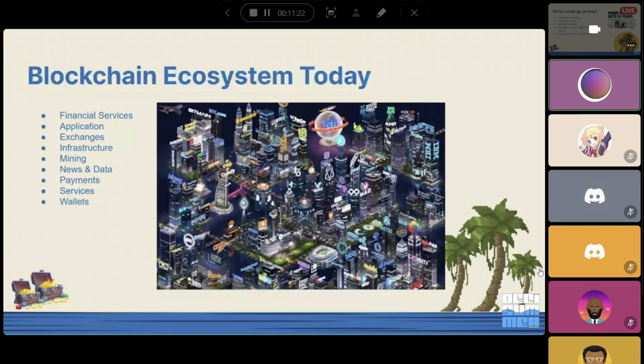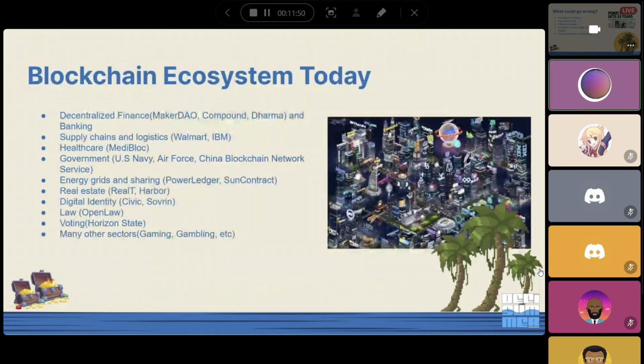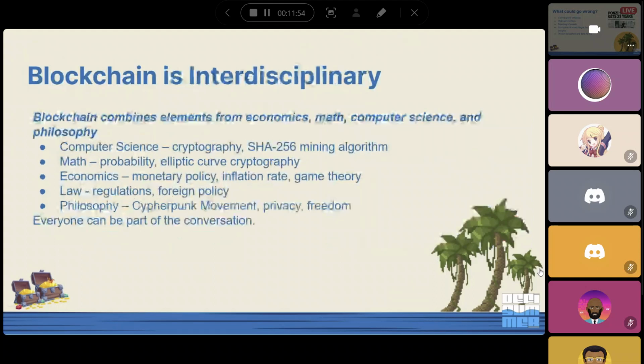So in terms of the ecosystem in blockchain, there are a tremendous amount of use cases. And this is why I was mentioning the parallel between a database and a blockchain, because every single thing in the world uses a database, and a blockchain is really just a decentralized database. So in theory, everything can be put on a blockchain, and especially financial services, exchanges, infrastructure, mining, news and data, payments, service, and wallets. And here are examples of that, again, as of 2019.